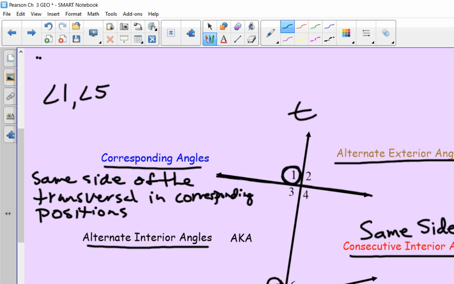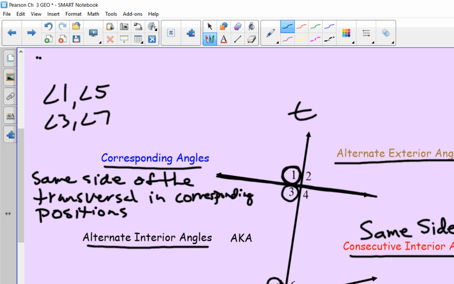Let's just look at 3 then, since we're on the left-hand side. Angle 3 is on the left-hand side, but it's sitting on the bottom of this particular line at the top. So I need another angle that's sitting at the bottom of a line on the left-hand side. Well, the only other angle that's doing that is 7. So angle 3 and angle 7 are corresponding angles. Same side of the transversal in the same position. Okay, so let's go to the right-hand side of the transversal now.